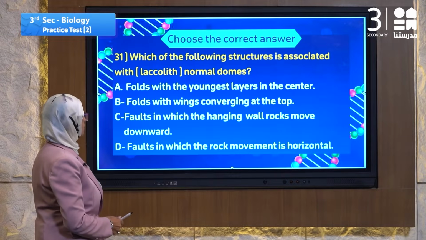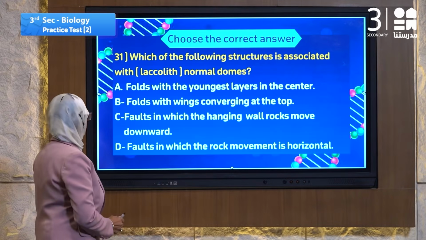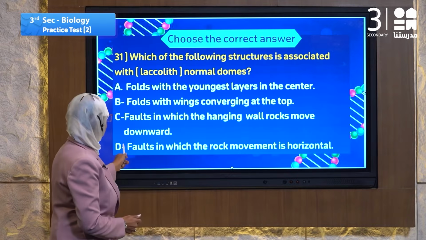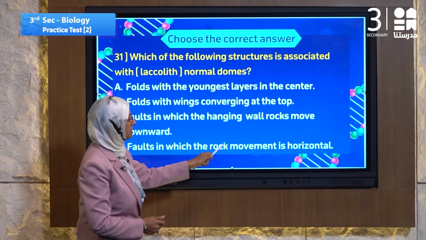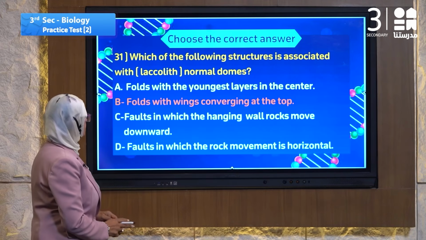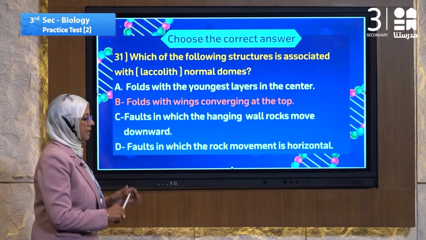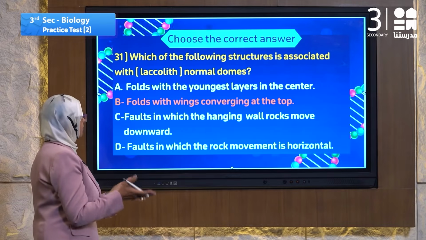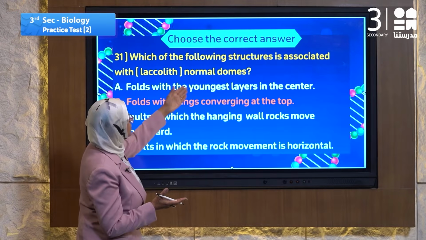I think that one is right. Let's read the others. C: fold in which the hanging wall rocks move downward. No. D: fold in which the rock movement is horizontal. So the answer will be B. Folds with the wings converging at the top. That means the two wings are up, converging at the top. Yes, the leucolyte normal dome.